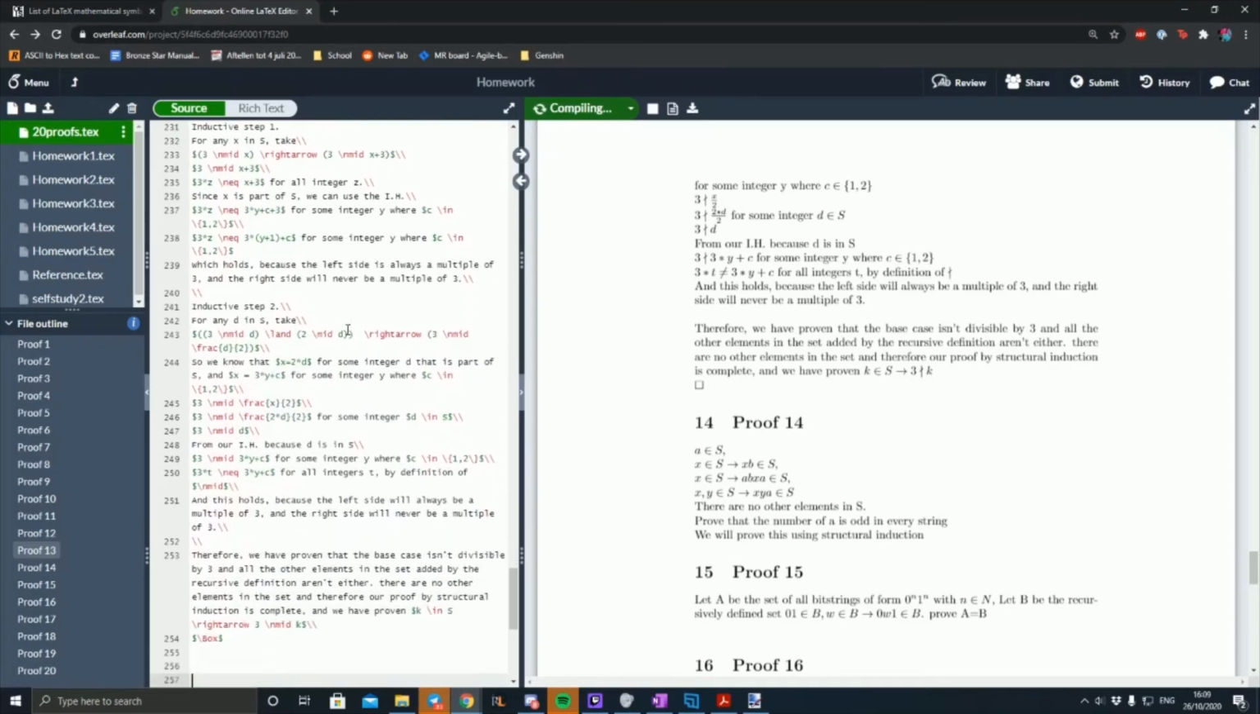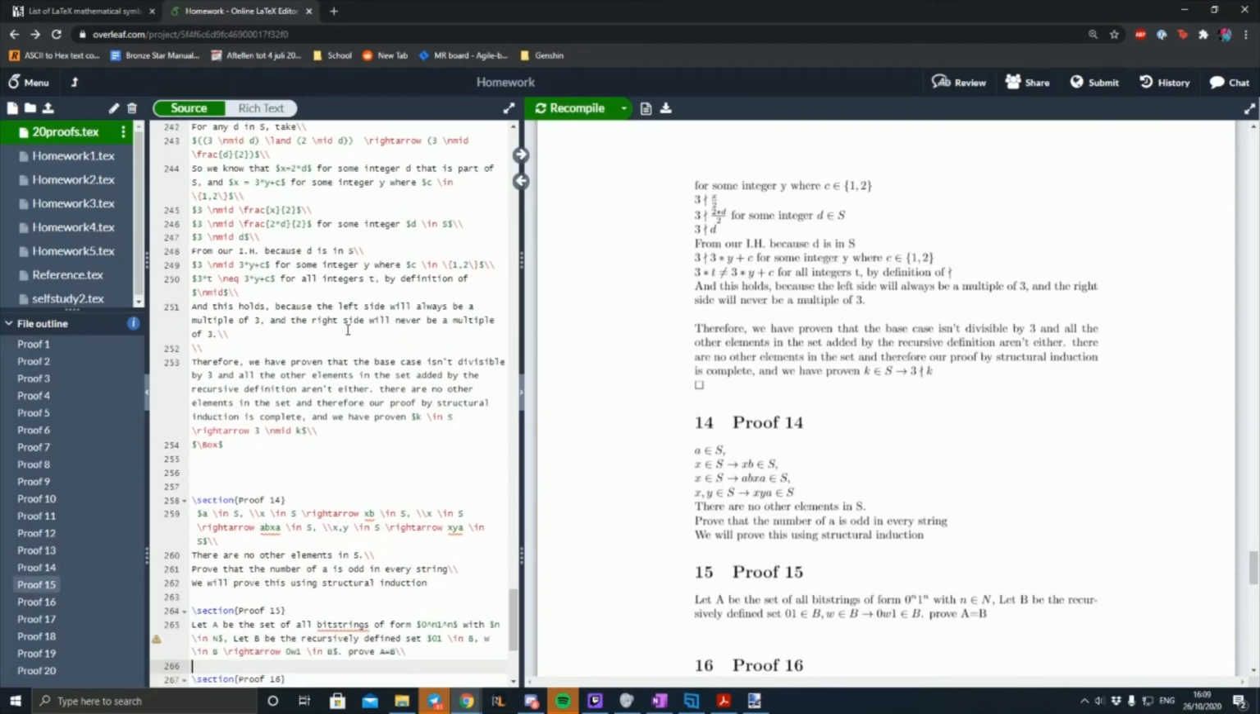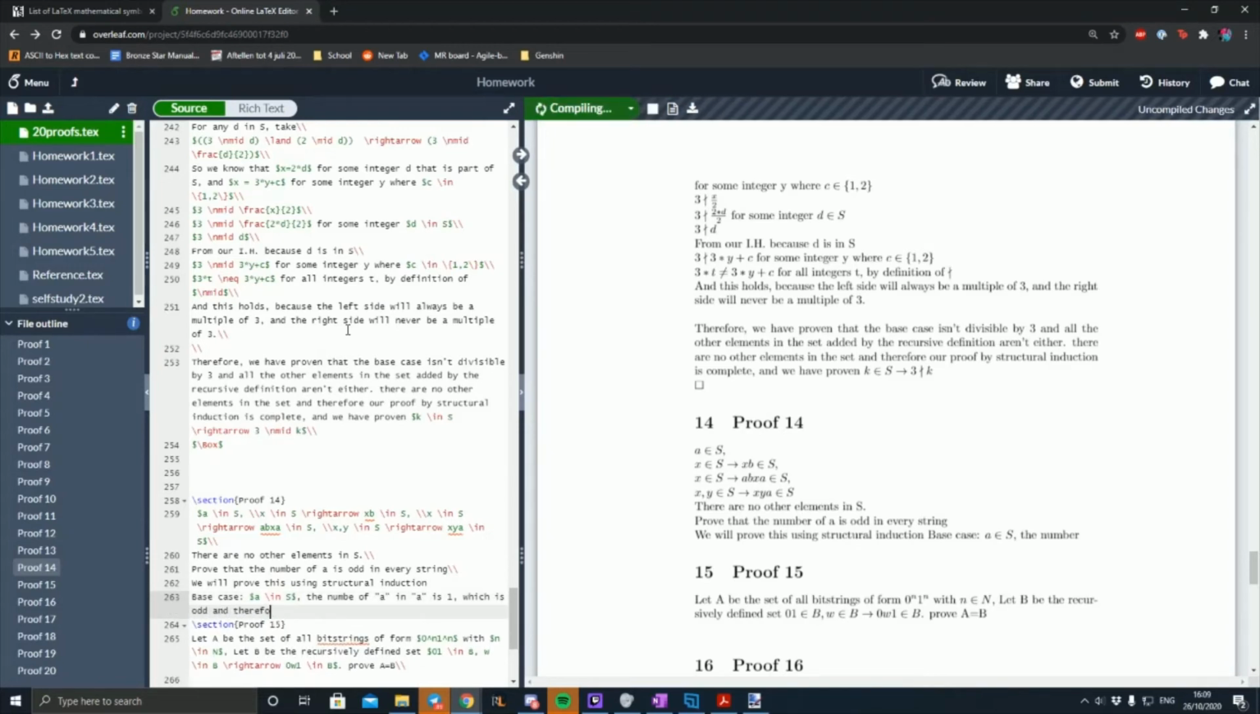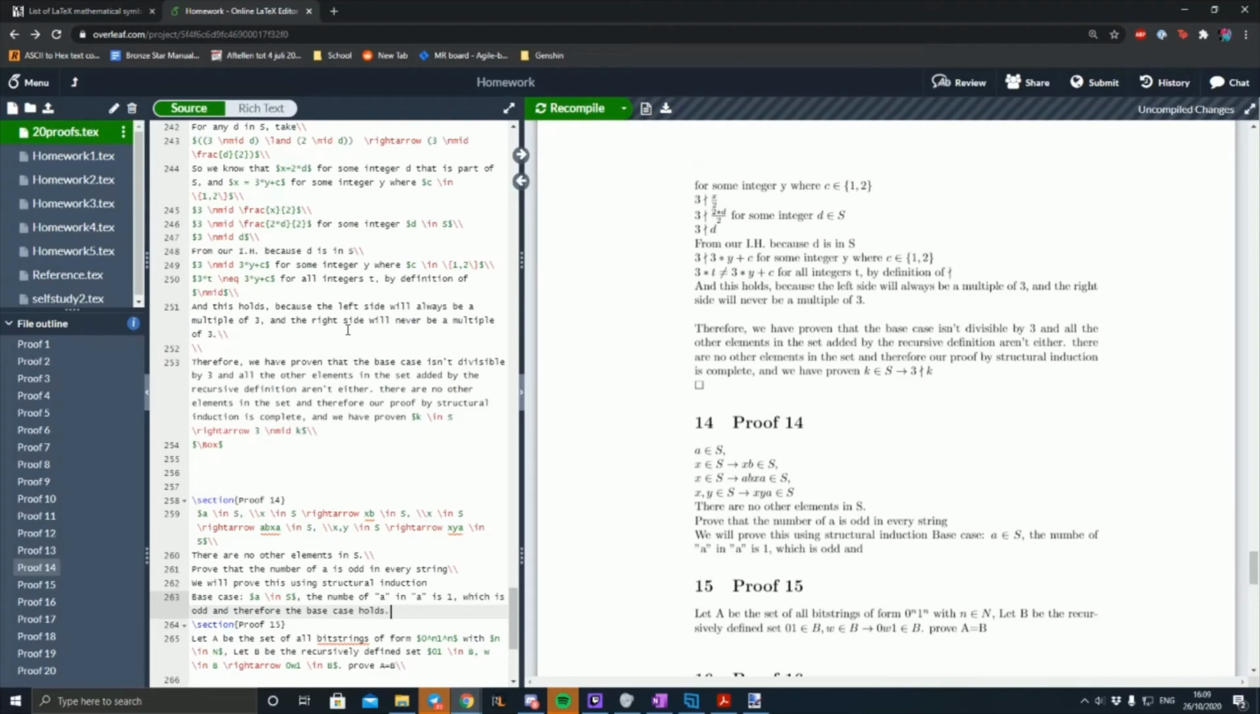Okay, I think that's correct. So now I go on. Base case: A in S, the number of A in A is 1, which is odd, and therefore the base case holds.